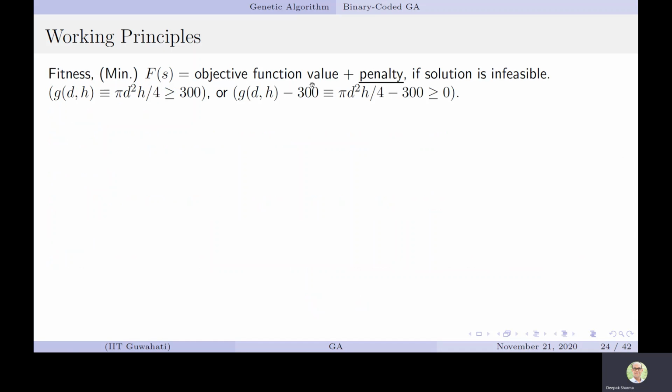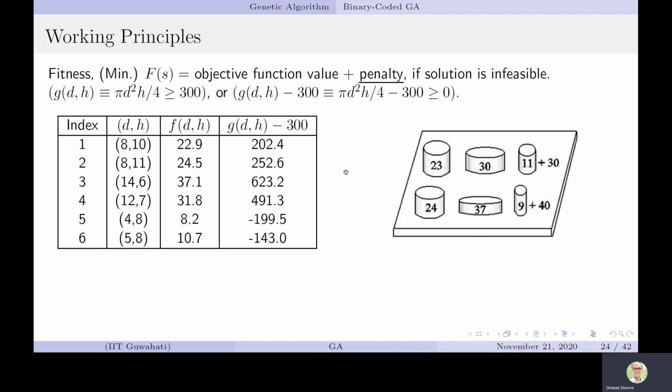So the fitness is the objective function plus penalty. Here I'm not telling you what exactly the penalty is. We will discuss this in detail in the next chapter. So you assume that I have some kind of penalty function method that I'm going to use here. This penalty will be used when the solution is infeasible.